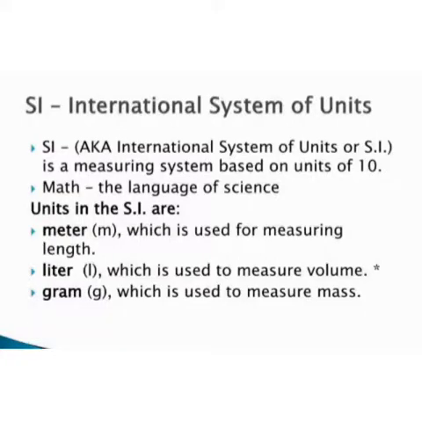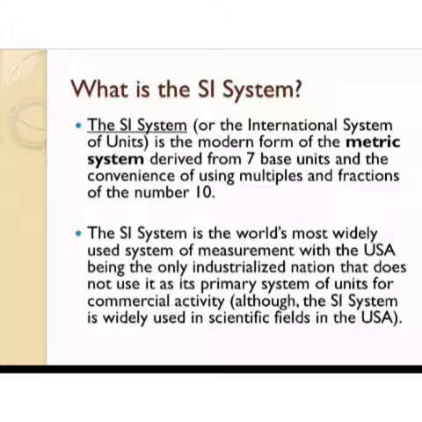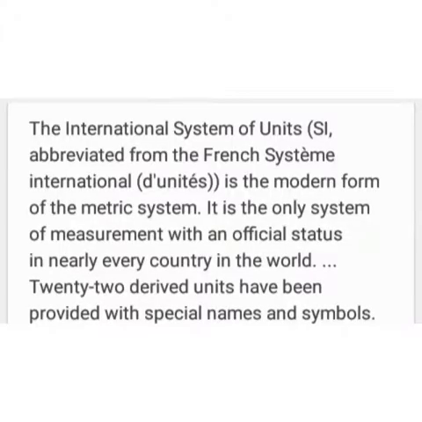What is the SI system again? The International System of Units is the modern form of the metric system, derived from some base units and using multiples and fractions of the number 10. This is what we call the International System. It is the French system, a modern form of the metric system.